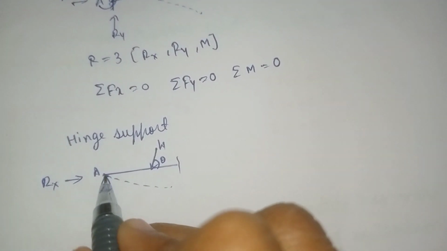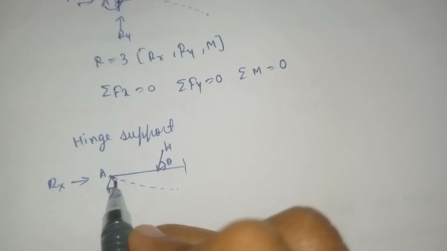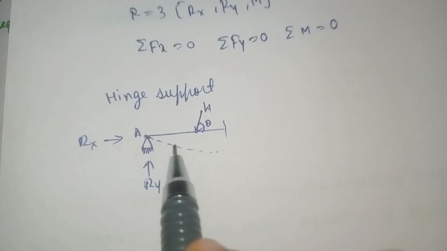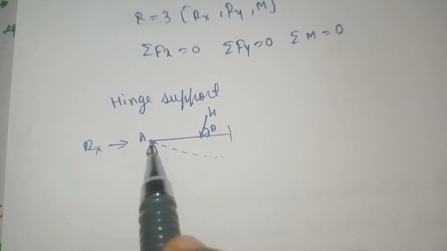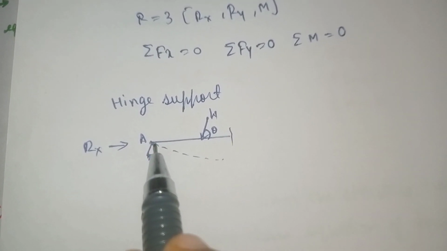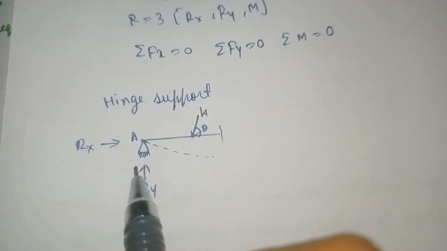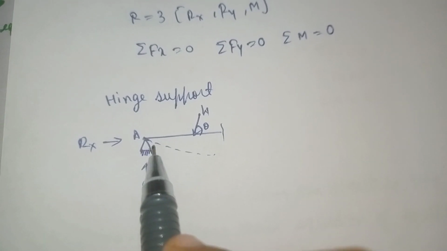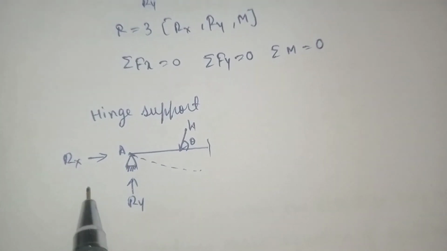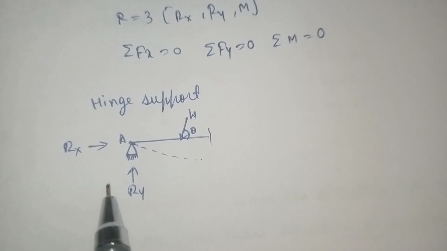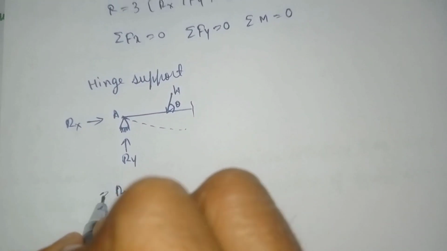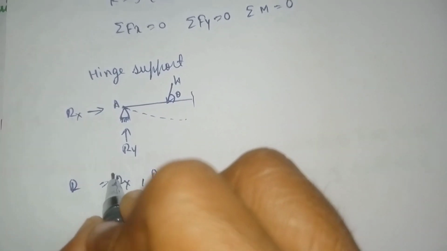At point A the displacement comes from here. The slope forms at point A, and it does not resist the slope, so a moment does not exist at point A. So in hinge support there are only two reactions, one is Rx and the second is Ry. So the total number of reactions is 2.